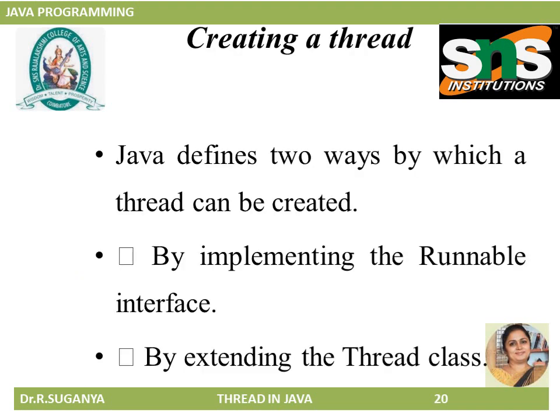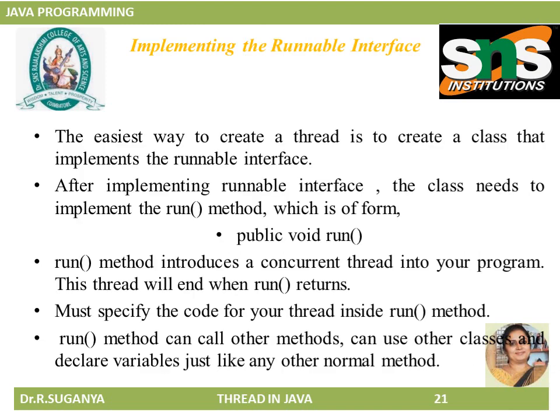So creating a thread, Java defines 2 ways by which a thread can be created: by implementing the Runnable interface, and also by extending the Thread class. Implementing the Runnable interface: the easiest way to create a thread is to create a class that implements the Runnable interface. After implementing the Runnable interface, the class needs to implement the run method. By the run method, it introduces a concurrent thread into your program, and this thread will end when run returns. So you must specify the code for your thread inside the run method.